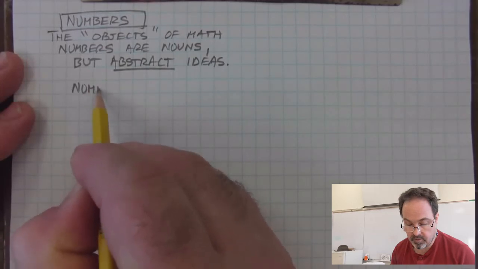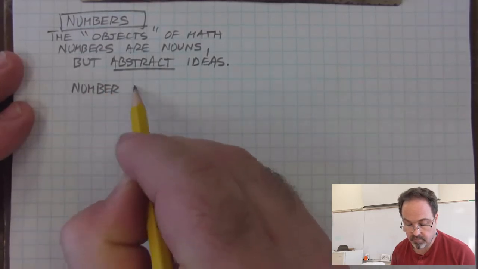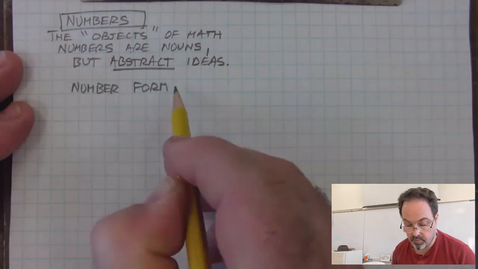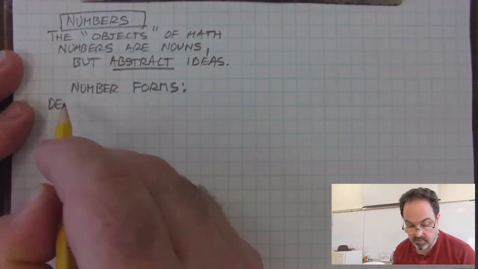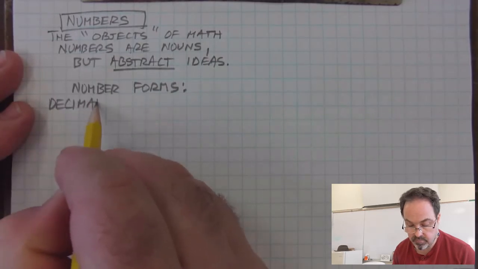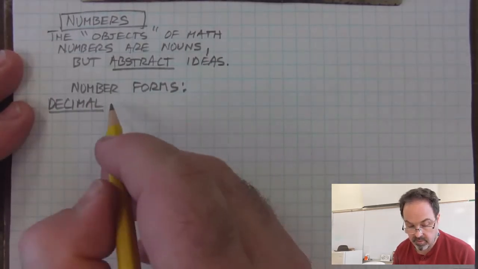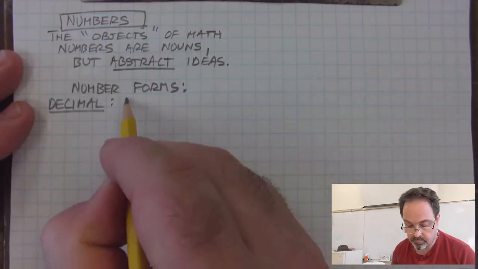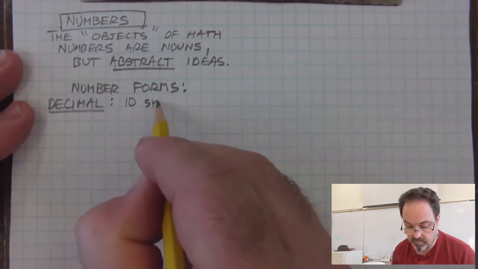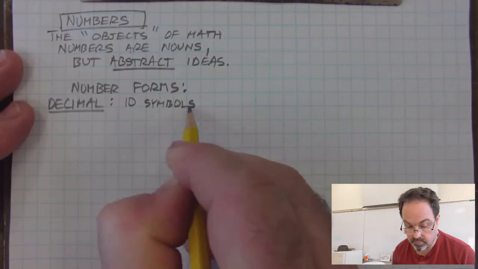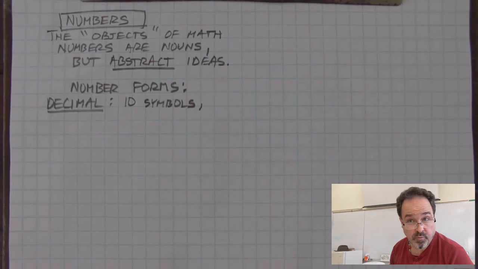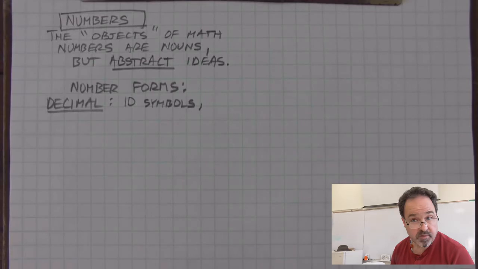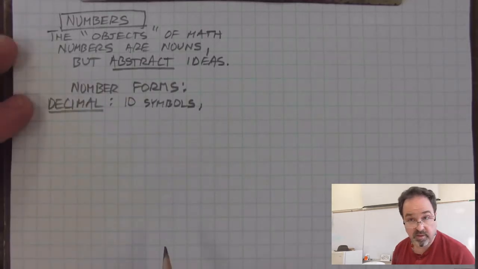Numbers come in a few different forms. We can call them our number forms. We have decimals. A decimal number uses 10 symbols. Those 10 symbols are 0, 1, 2, 3, 4, 5, 6, 7, 8, 9. So when we use those 10 symbols to express a number, we're expressing a decimal number.